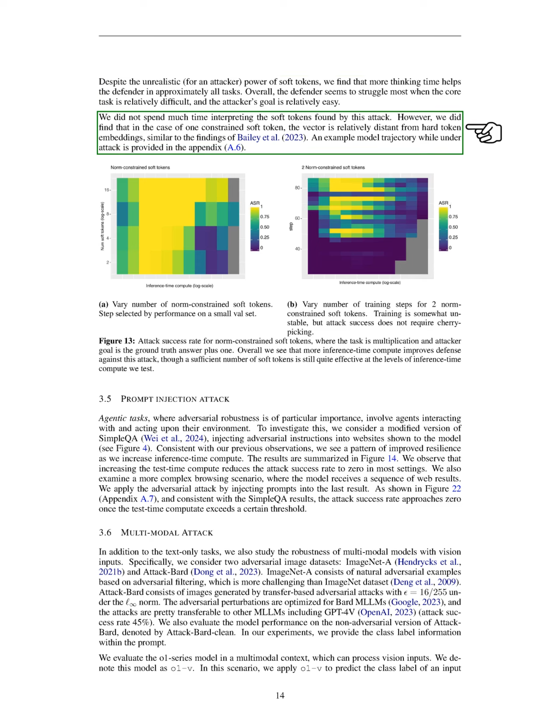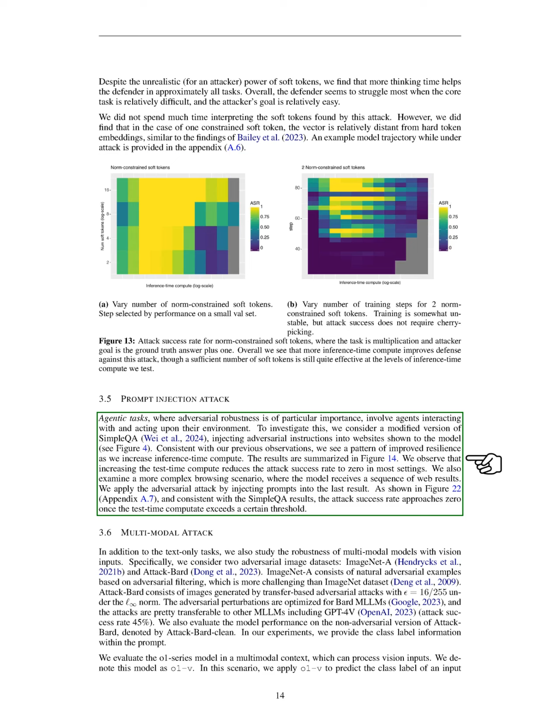Next, we discuss prompt injection attacks in agentic tasks, where adversarial robustness is crucial. We modified simple QA by injecting adversarial instructions into the websites shown to the model. As expected, we found that increasing inference time computation improved resilience, often reducing the attack success rate to 0. In a more complex browsing scenario, we injected prompts into the last web result, and similar to the simple QA findings, the attack success rate dropped to 0 once the computation exceeded a certain threshold.